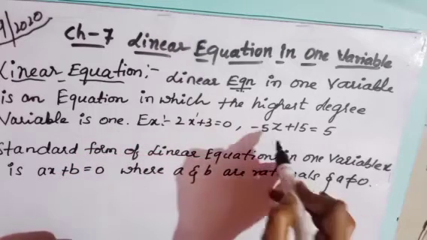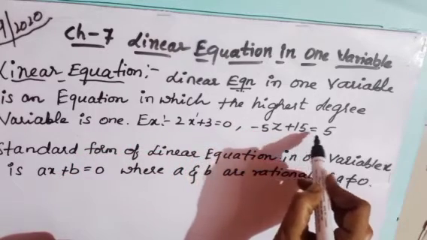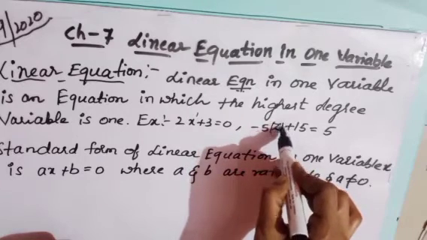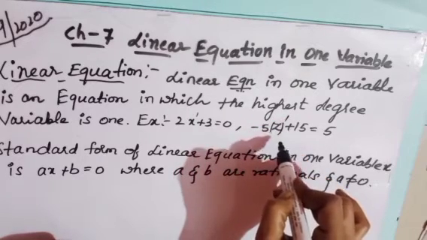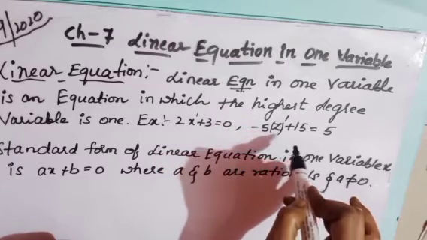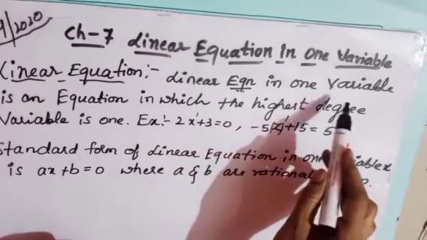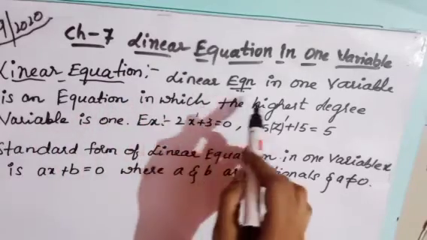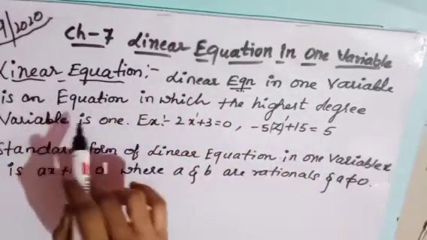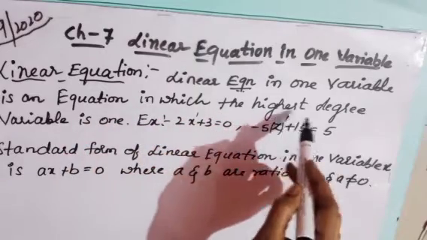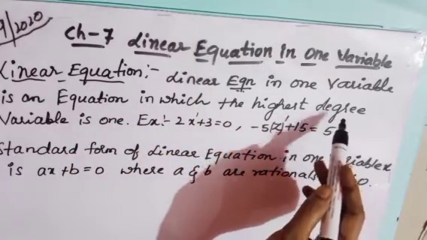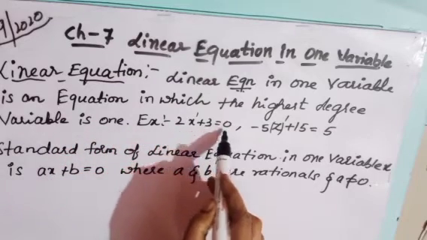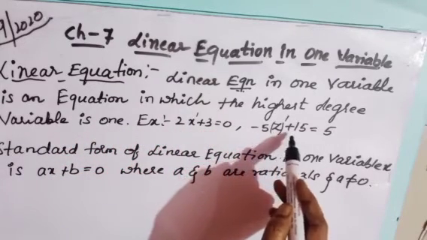Here also, minus 5z plus 15 equals 5. This equation has only one variable whose degree is 1. So it is called a linear equation in one variable. Understood? So linear equation means what? A linear equation in one variable is an equation in which the highest degree, means power, of the variable is 1. Example, 2x plus 3 equals 0, minus 5z plus 15 equals 5.